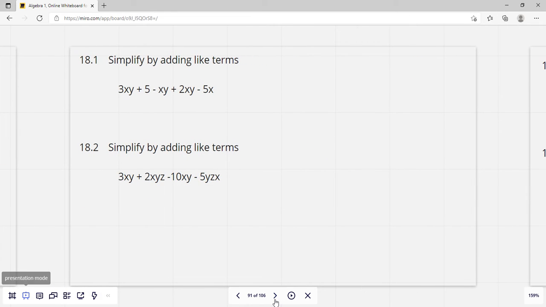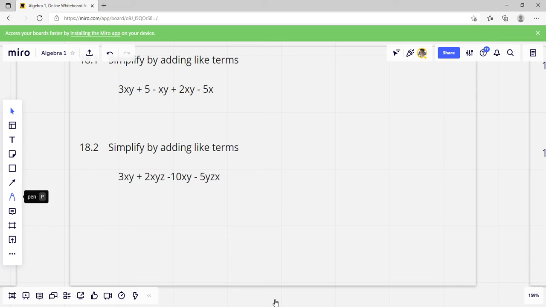Alright, so some examples. In here, we're told to simplify by adding like terms. So I see that I have some xy's. I've got 3xy right there. I've got another xy right here. And another xy right there. Then I have got this 5 by itself. There are no other that are just numbers. And then I've got a 5x.